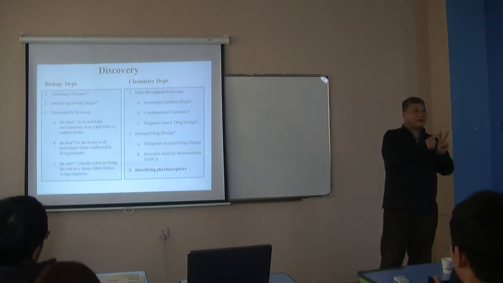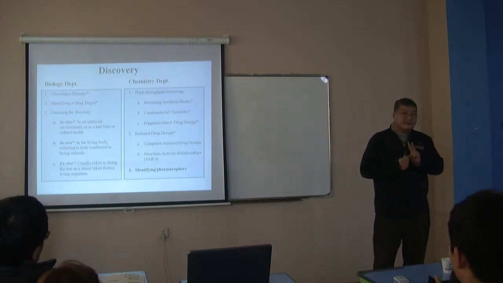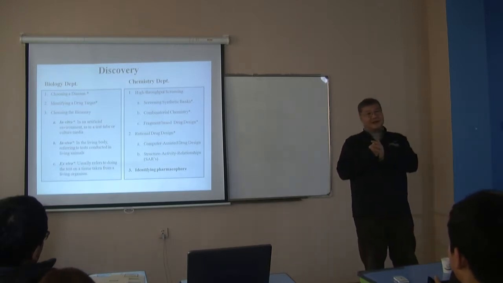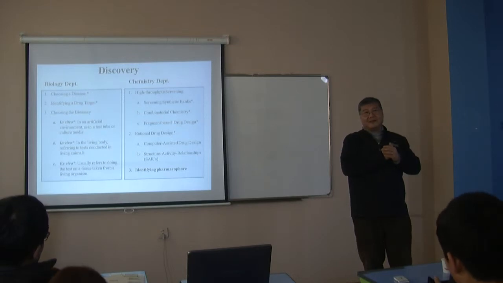So after this patent is expired, everybody can make it. You spend a whole bunch of money to make this drug, and after 20 years, someone else can make it. That means your money is in the air. Your money is gone. We call those kinds of activities generic drugs.